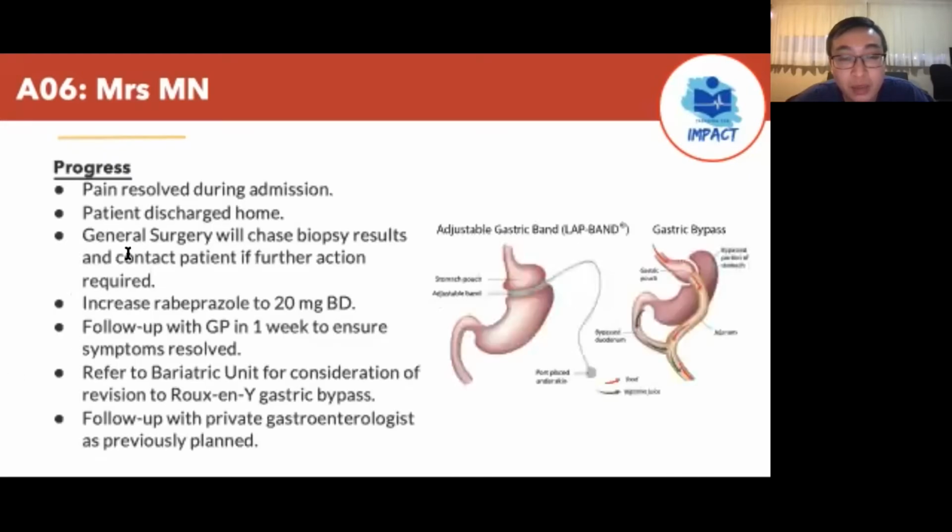So what happened to the patient? Well, the patient's pain resolved during the admission. Patient was subsequently discharged home. General surgery said that they would chase the biopsy results and contact the patient if further action was required. They increased the patient's PPI to 20 milligrams BD.